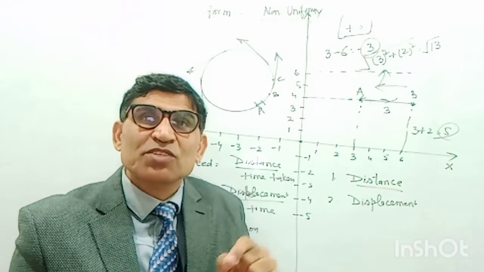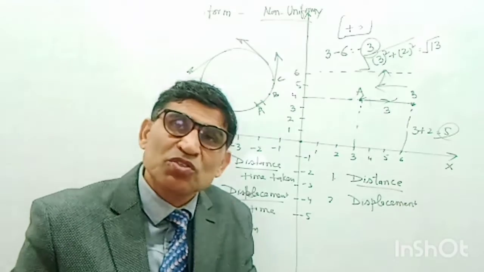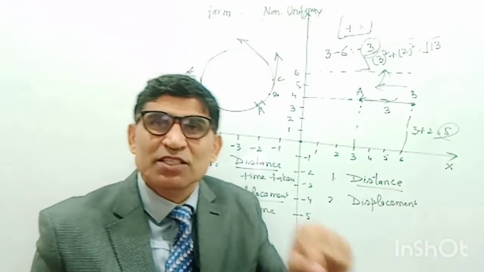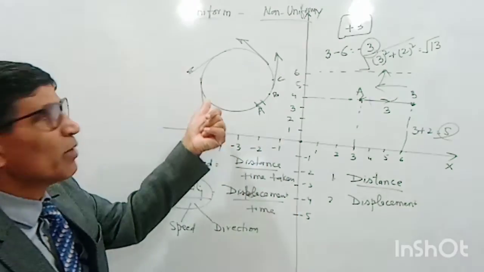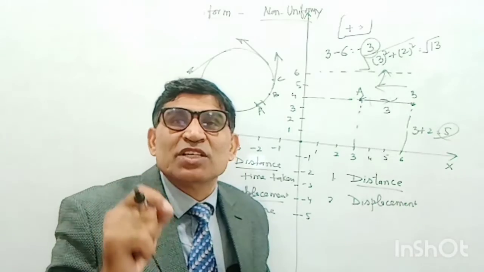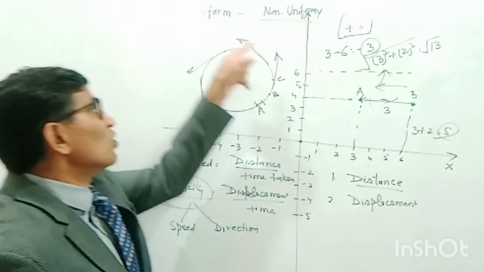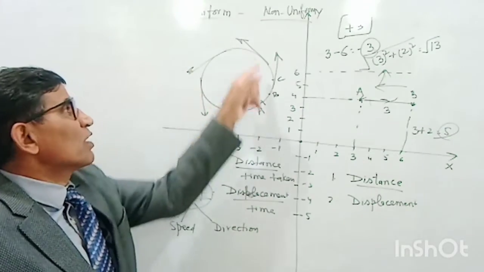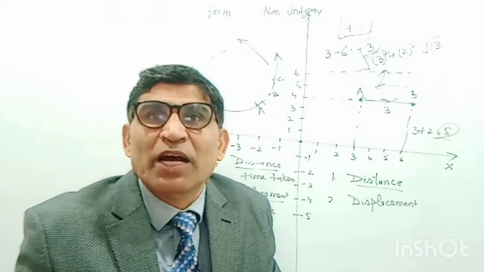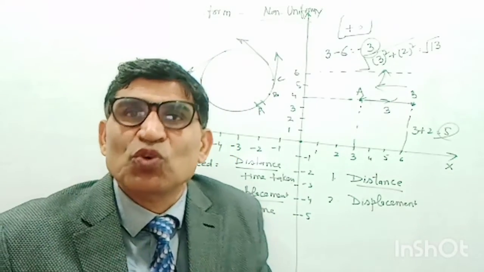If speed is constant, velocity may be constant, may be variable. If speed is constant but direction is changing, velocity is variable. So in circular motion, a force is always required to keep the body on this circular track. That we will discuss in our next lecture, about force and acceleration.